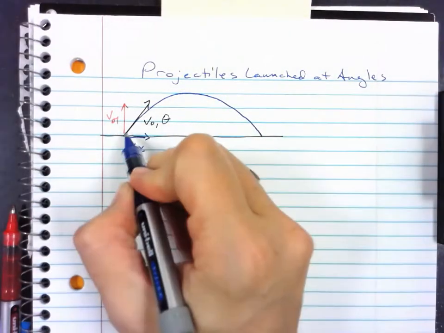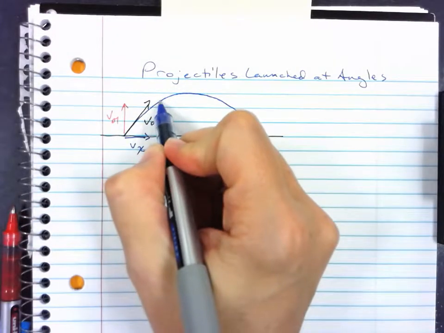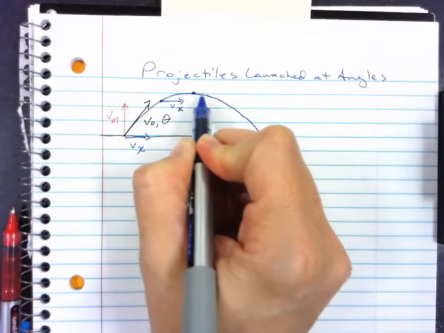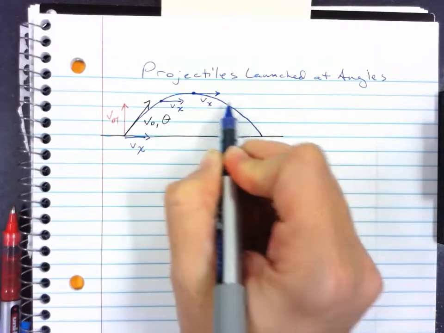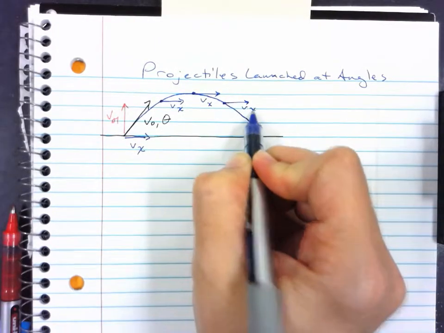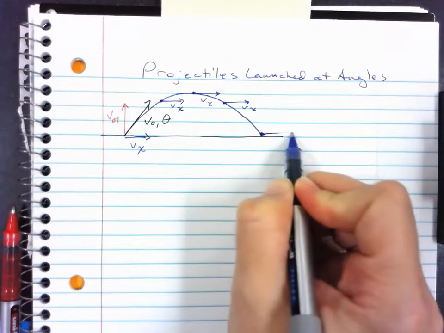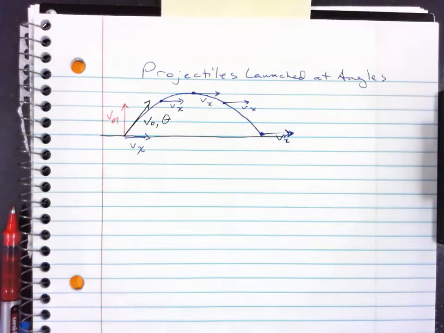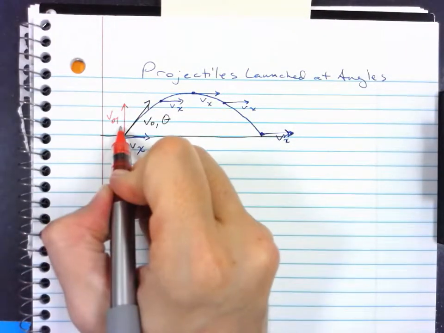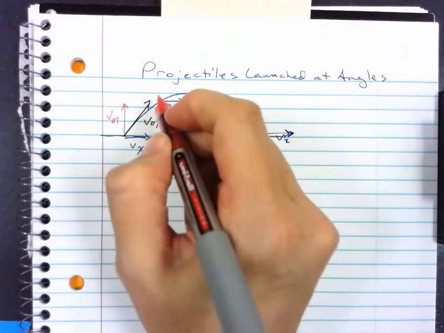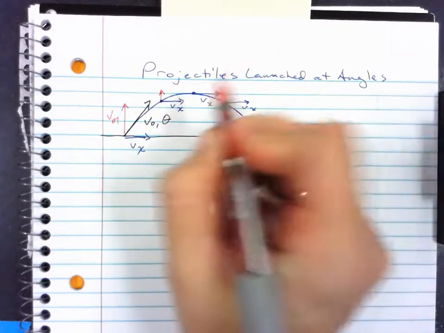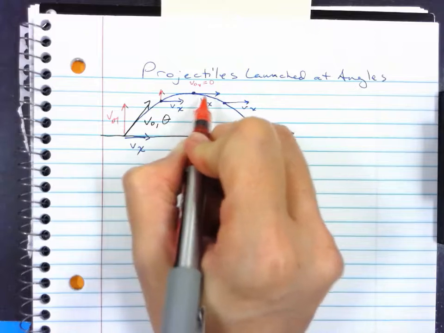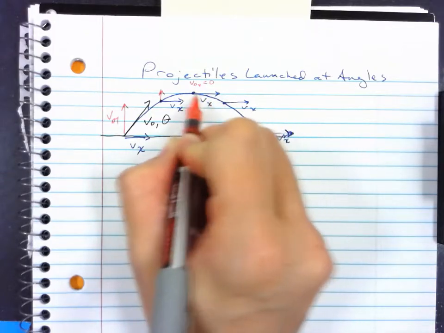Now, as this ball moves, when it's here, it's going to have the same horizontal velocity. Here, it's going to have the same horizontal velocity. Same right before it lands, so it hasn't touched the ground. Vertically, it's going to slow down, so it's not moving upward as fast. And then, at the very top, it stops in the up and down direction. It's still moving, but it's only moving horizontally.